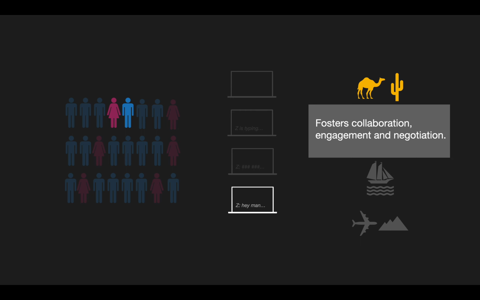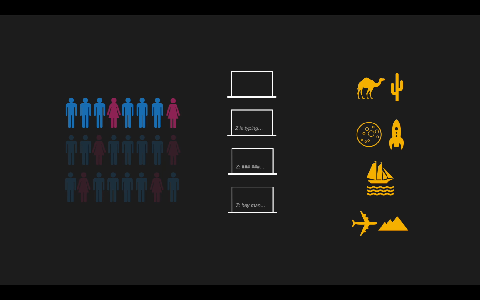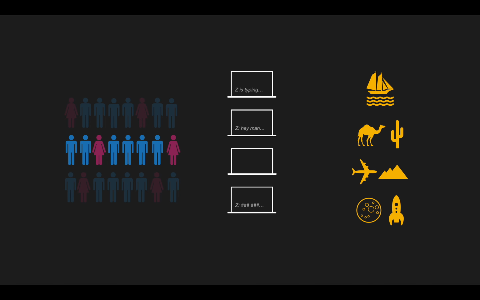These tasks were selected because they foster collaboration, engagement, and negotiation. At the end of each interaction, participants were paired with different partners to reduce familiarity. The study was conducted in 3 rounds. For each round, the ordering of the interface and survival tasks was changed to reduce ordering bias.